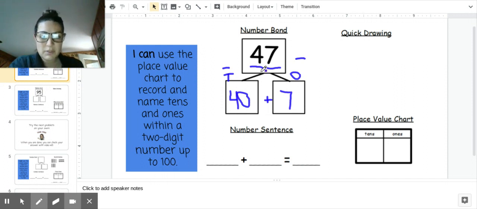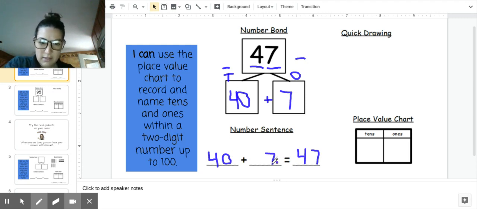So since we did just talk about the number sentence, let's jump to the number sentence up here. If we are going to write an addition problem, we have to put 2 numbers together with 2 parts and 1 whole. We know what our whole is. Our whole is 47, right? And then 1 part is our tens, which is 40. And our other part is going to be our ones, and it's 40 plus 7 equals 47.